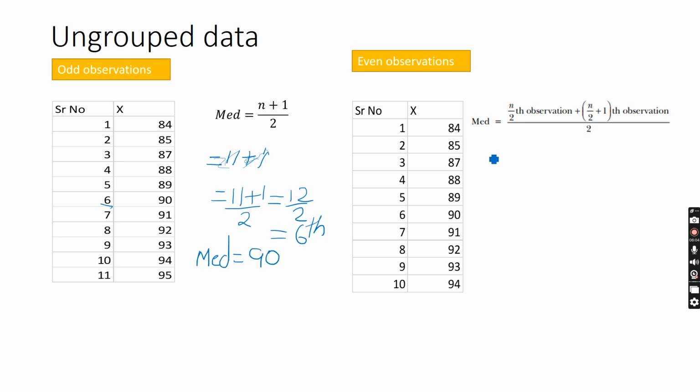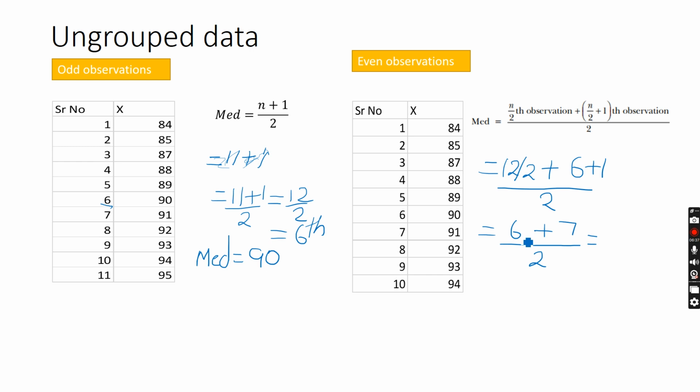If I come to even observations, the formula says n by 2. n specifically stands for the number of observations. So if I do n by 2, it comes to 12 divided by 2, plus the (n by 2 plus 1) position, that is, 12 divided by 2 was 6, plus 1 upon 2. So when I do n by 2, it should add up to the sixth position, and when I do 6 plus 1, it would be the seventh position, divided by 2.